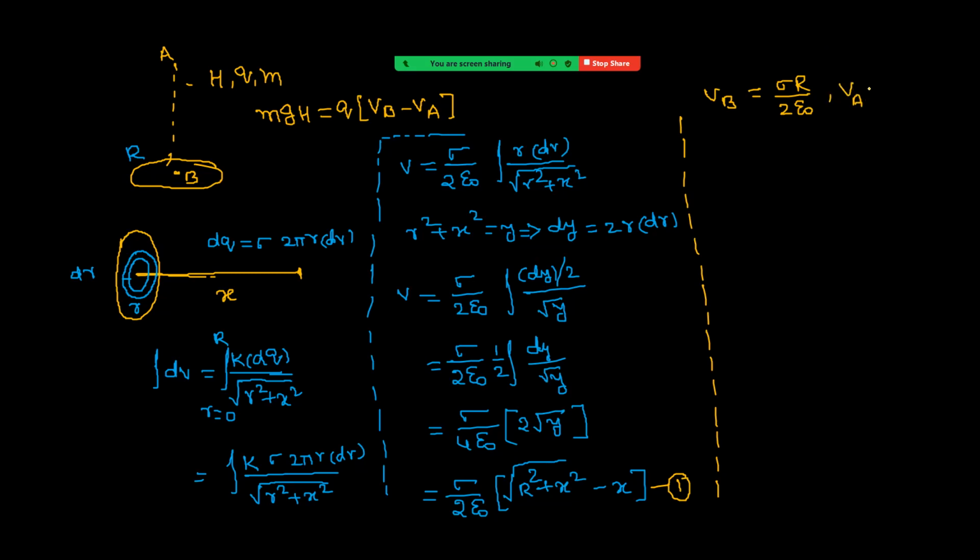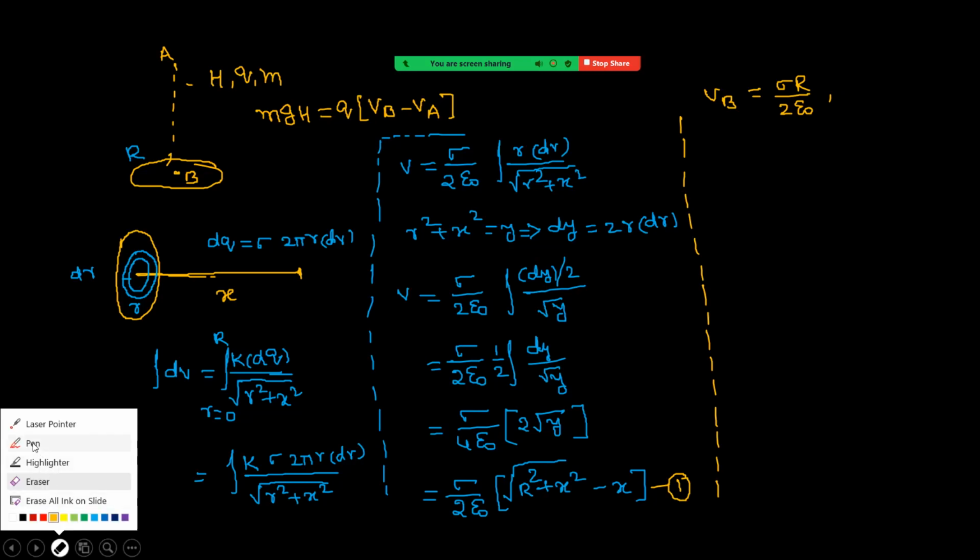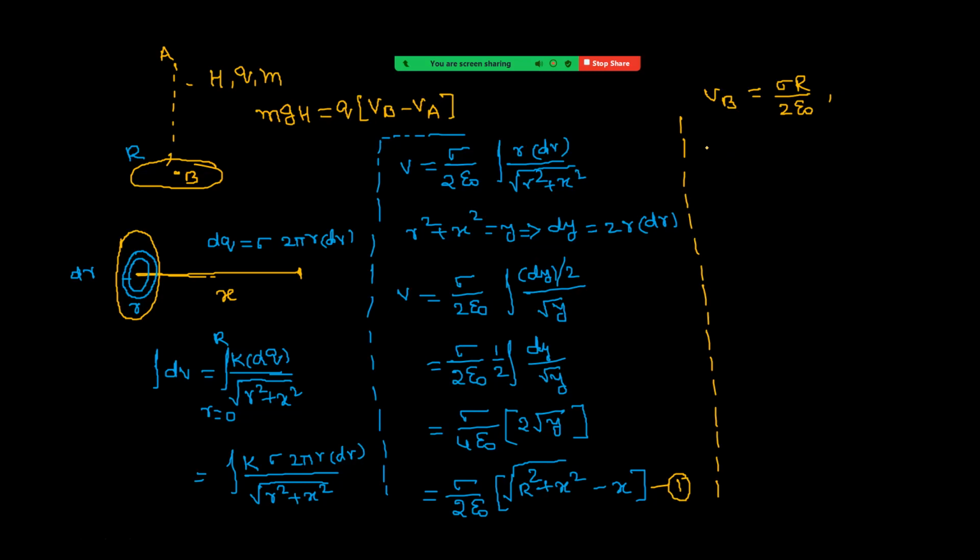And the va value, if I am taking it is h, right? If I am taking it is h, then see what we get. So we got the vb value, right? The va value is sigma by 2 epsilon naught, square root of R square plus H square minus H, okay? Let us call this equation 2. Now substitute VB and VA in equation 2. Then see what we get.